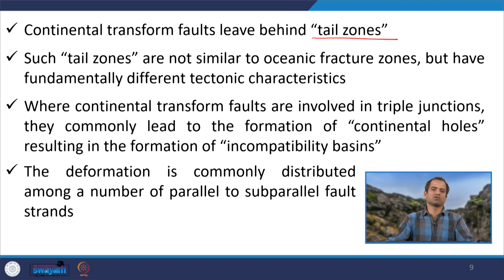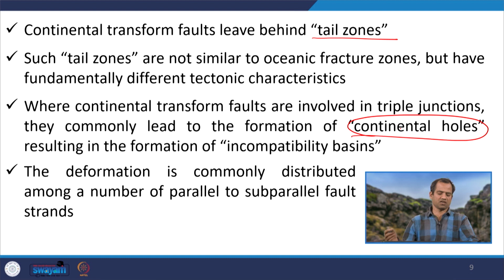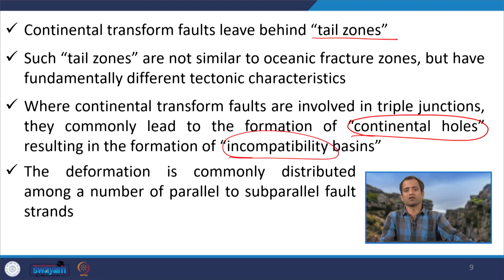And where these continental transform faults are involved in triple junctions, they commonly lead to the formation of a continental hole. So, what is a continental hole? We will discuss in the next slide. So, resulting in the formation of ephemeral basins. That means, why is it called an ephemeral basin? Because the basin is not long lived. So, that is an ephemeral basin.